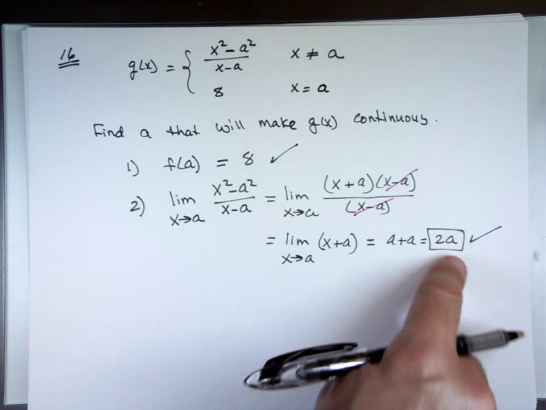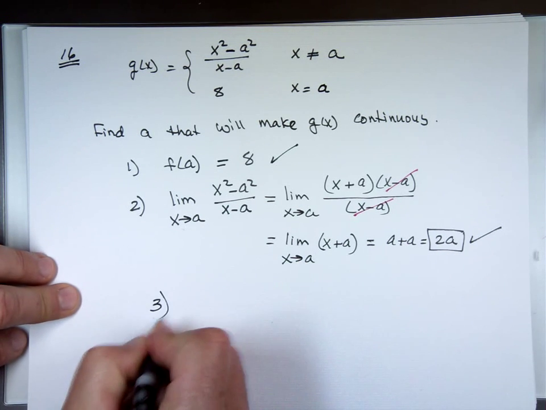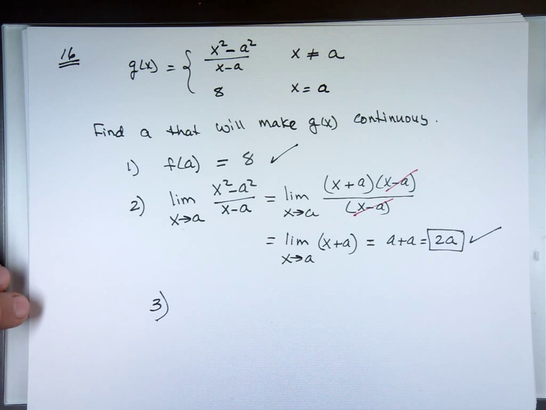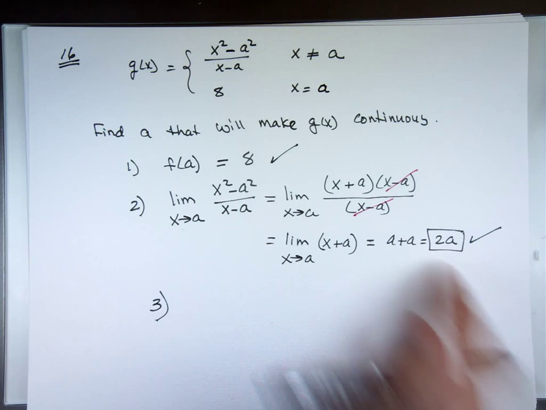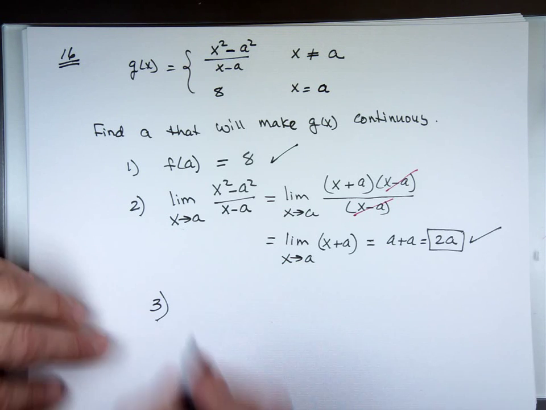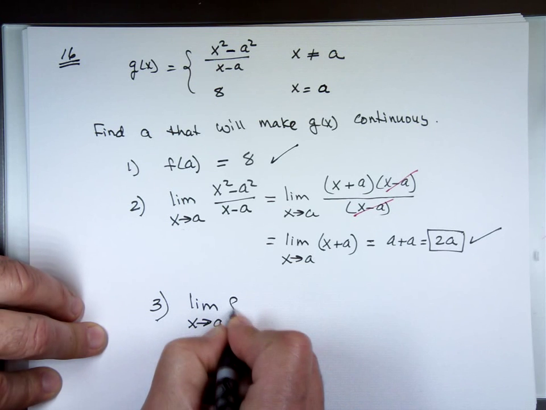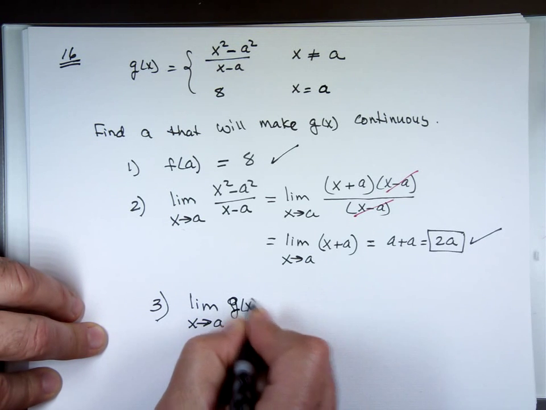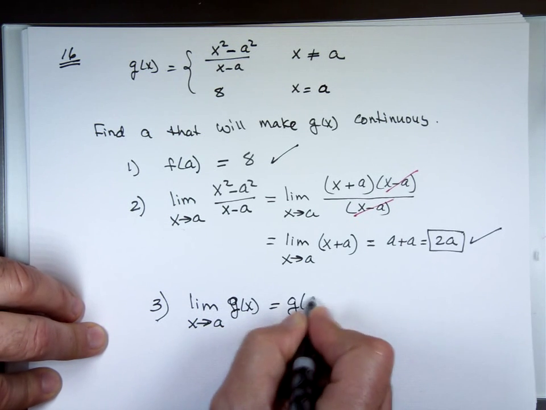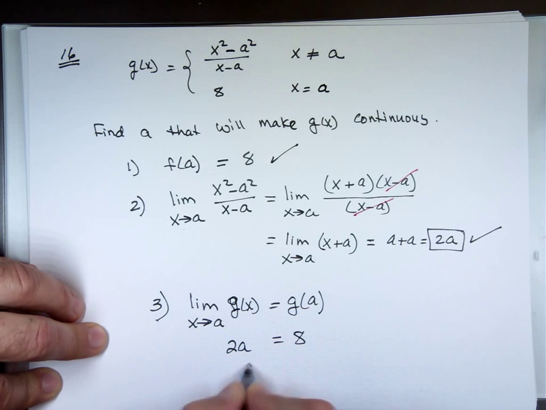What's condition number 3? The answers from step 1 and step 2 have to be what? The same. So 2a has to equal 8, which means a has to equal 4.